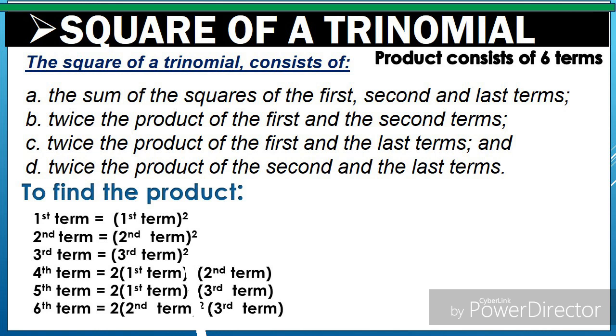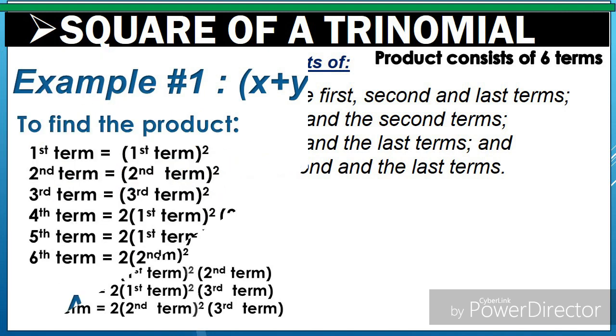In short, ginawan ko siya ng summarize or ginawan ko siya ng pattern na mas madaling sundan. To find the product, to find the first term, we're going to square the first term, square the second term, square the third term. Para makuha yung fourth term, ito twice lang natin yung first term at saka ng second term. Para makuha ang fifth term, ito twice din natin yung first term at saka yung third term. And to find the sixth term, ito twice natin yung second term and third term. Sa product ng square of a trinomial, meron tayong 6 terms.